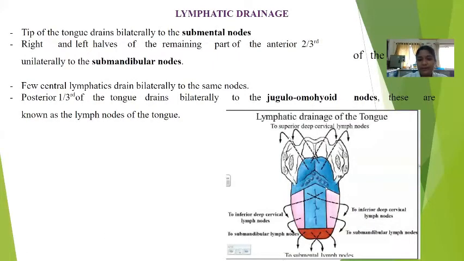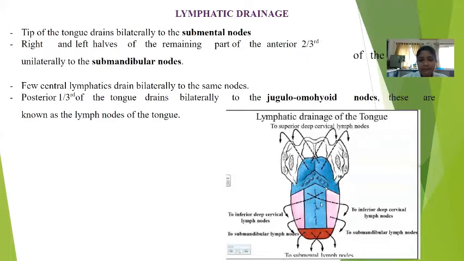So coming to lymphatic drainage. This is the lymphatic drainage of the tongue. The tip of the tongue drains bilaterally to the submental lymph nodes. Right and left halves of the remaining part of the anterior two-thirds of the tongue drain unilaterally to the submandibular lymph nodes.